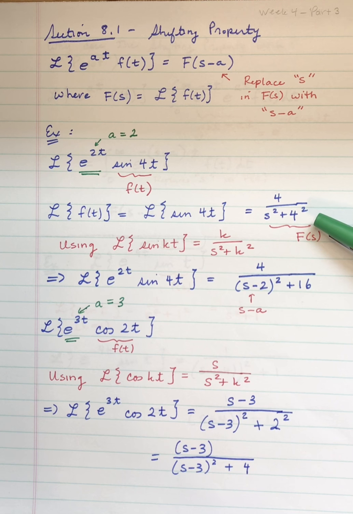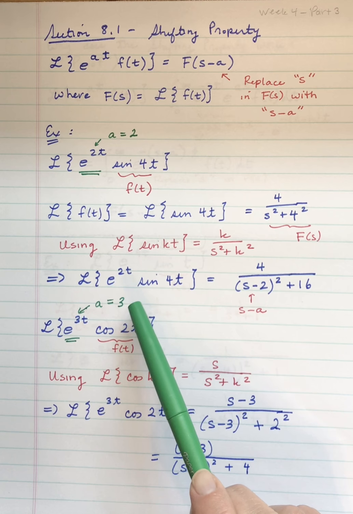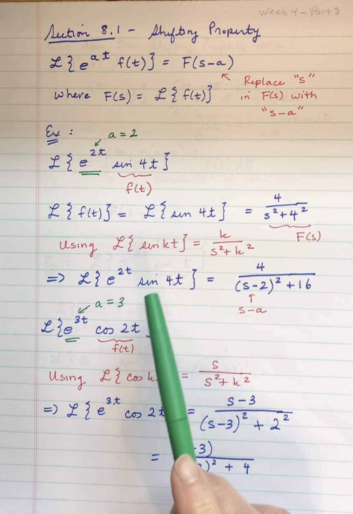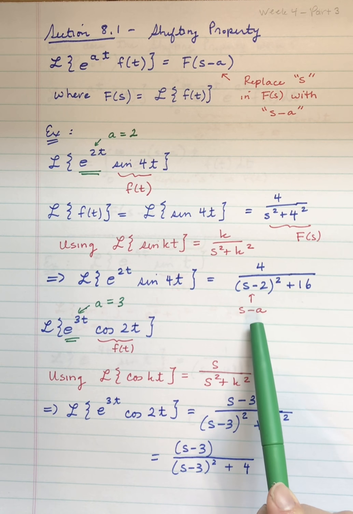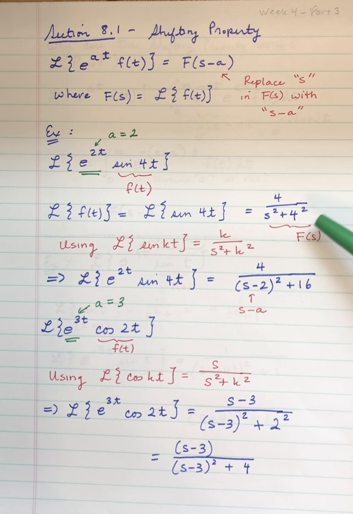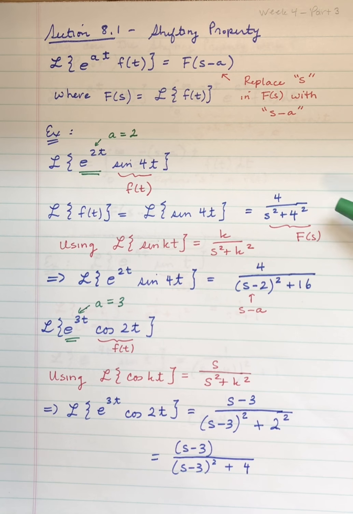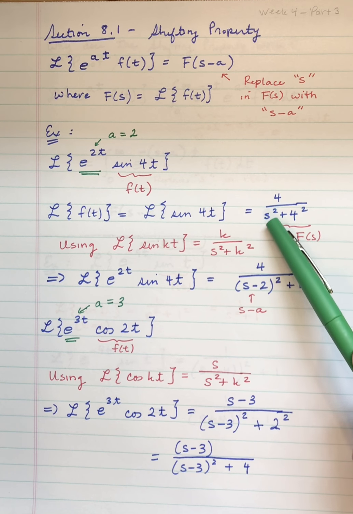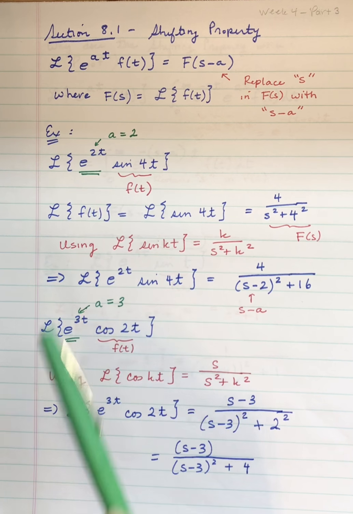So what does this tell us with the shifting? It tells us to replace that s with s minus a. So every place we see an s, we're just going to replace it with s minus a. So we get 4 over the quantity s minus 2 squared, because a is 2 in this case, plus 16, because 4 squared is 16. So that's how you do it. Just look at the Laplace transform of little f, find out that formula, and then apply the shifting to that variable s by the amount s minus a.